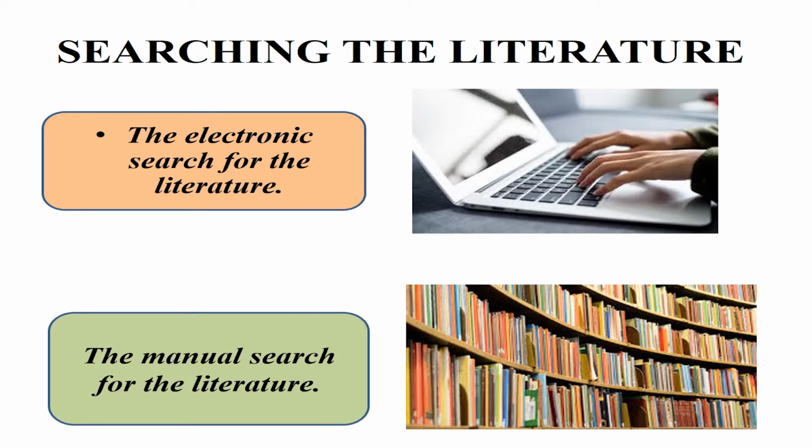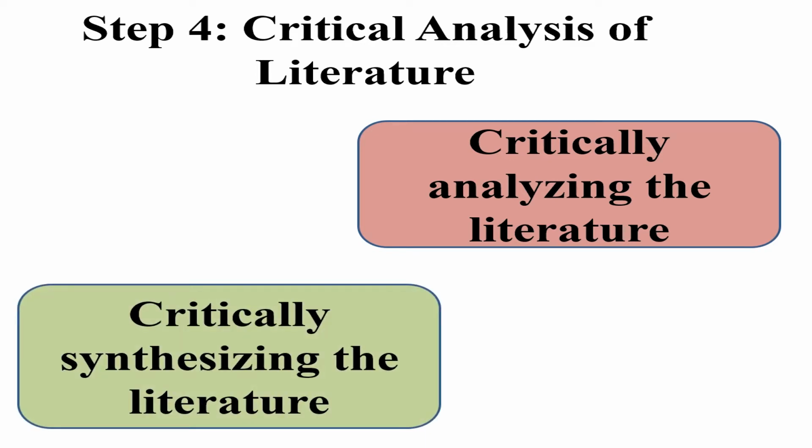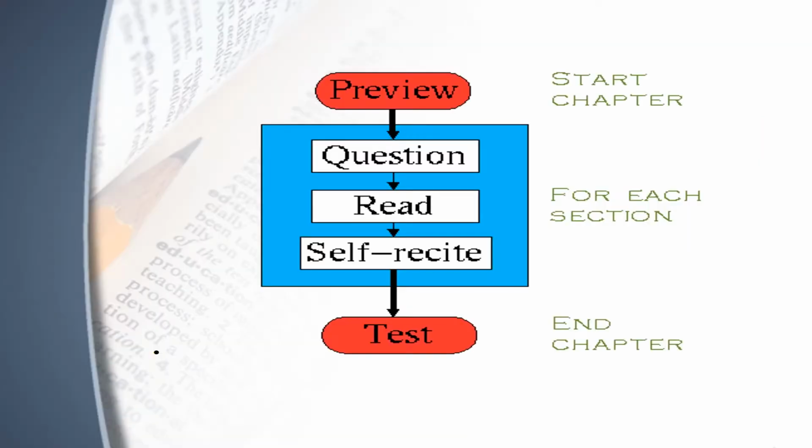The next step in the review of literature is critical analysis of literature. After the collection of relevant literature, the next most important step is to critically analyze and synthesize the literature. The best method to analyze the literature is the PQRS method. That is, to preview, to question, to read, and to summarize. This starts with quickly taking an overview of the research article by going through the abstract or the summary.